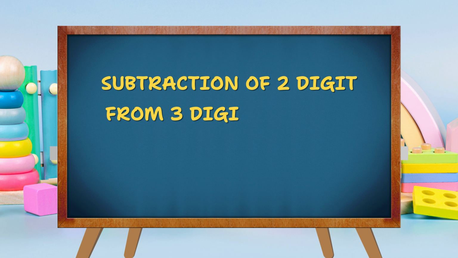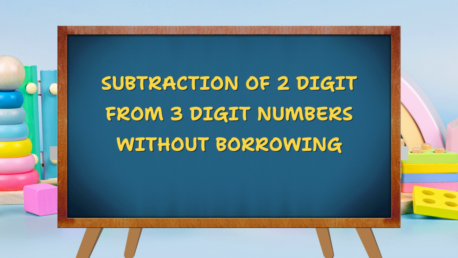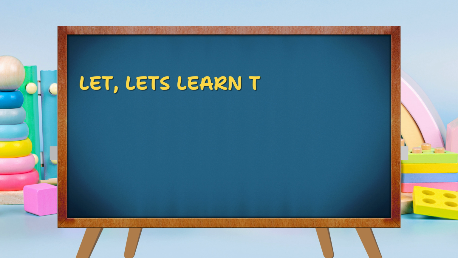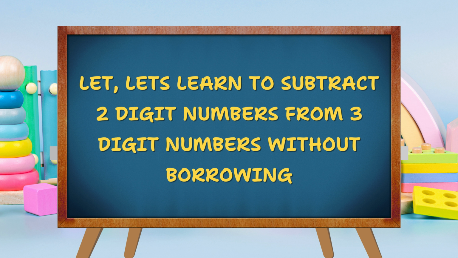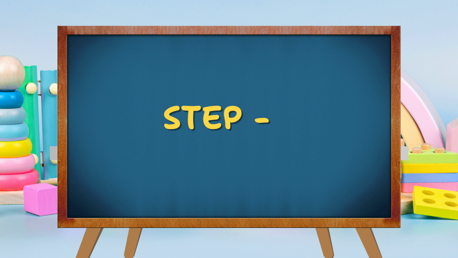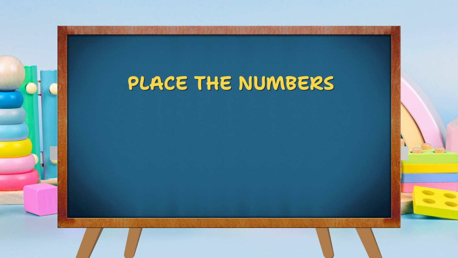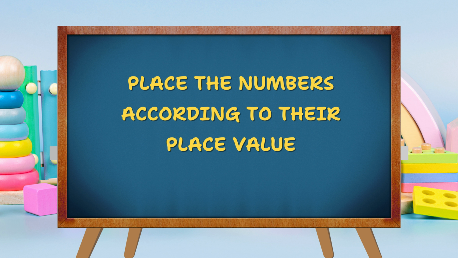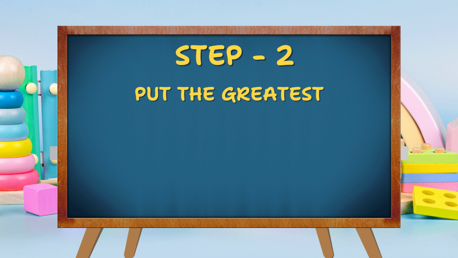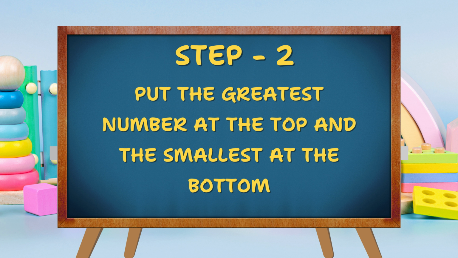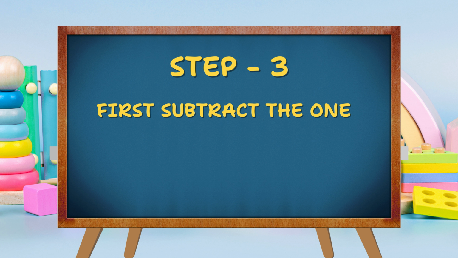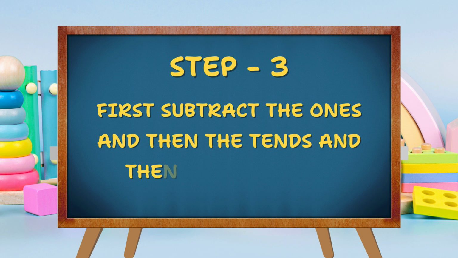Subtraction of 2-digit from 3-digit numbers without borrowing. Let's learn to subtract 2-digit numbers from 3-digit numbers without borrowing. Steps for subtraction. Step 1. Place the numbers according to their place value. Step 2. Put the greatest number at the top and the smallest at the bottom. Step 3. First subtract the ones and then the tens and then the hundreds.